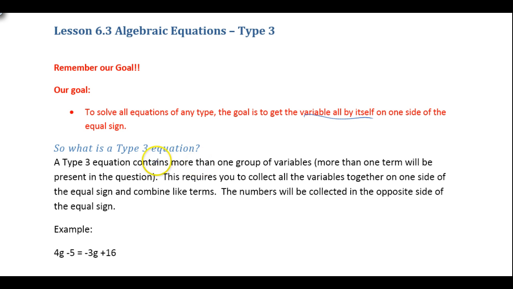Well, type 3 equations are a little different in that they contain more than one group of variables. So far we've only seen something like an x or a y, but only on one side of the equal sign. This time more than one term will be present in the equation. This requires you to collect all the variables together on one side of the equal sign and combine them like terms. The numbers will be collected on the opposite side. So if you collect the variables on one side, you've got to collect the numbers on the other side. Let's go ahead and do a few examples.